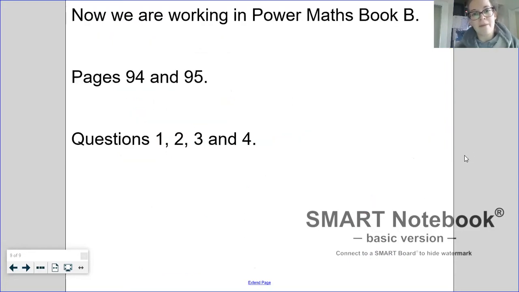Okay, so we're going to go to our Power Maths books now. So it's Power Maths books B, pages 94 and 95, and we're answering all the questions. So I'm going to stop sharing my screen. Hello. And we're going to do this here. So I want you to try and have a go. All right, you've got 1, 2, 3, and 4. I want you to try and have a go, and then we're going to do it together if you've got a bit stuck or you're just marking it. Okay, so pause the video now and have a go.